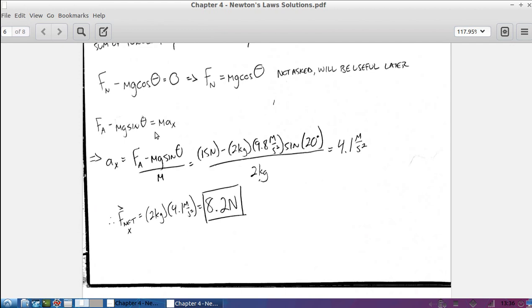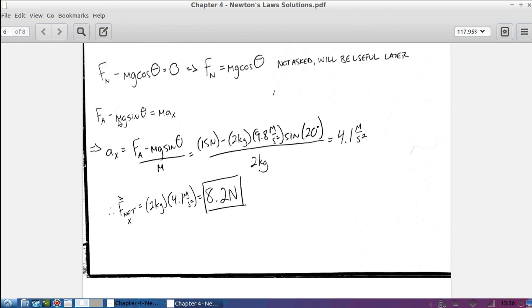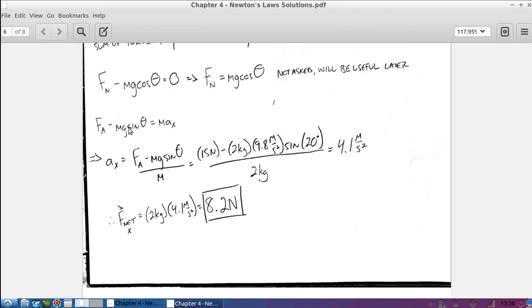Now take F net in the x direction and I can solve for the acceleration in the x. I know everything else in this equation. Okay, so divide both sides by m. I've got F sub a minus mg sine theta over m. Plug your values in and you get an acceleration of 4.1 meters per second squared. My acceleration is positive, so that tells me it's accelerating up the incline.